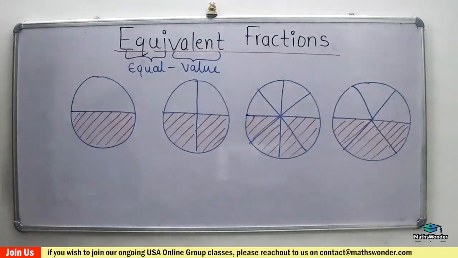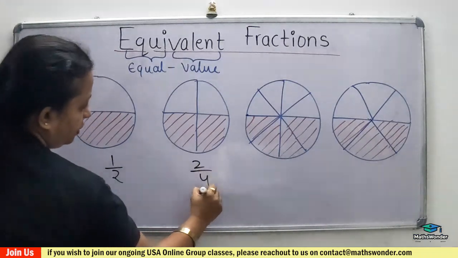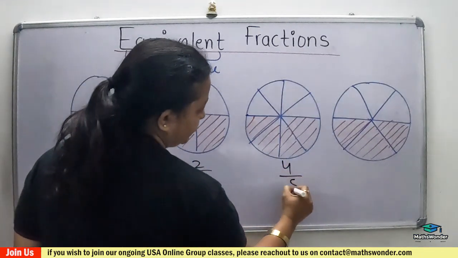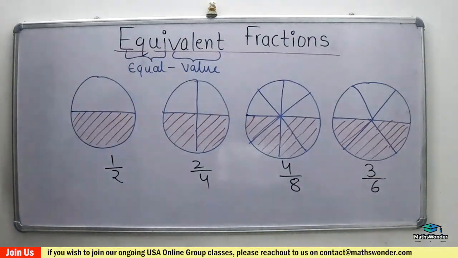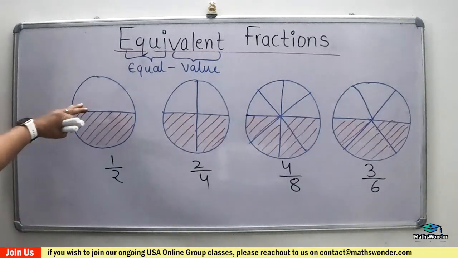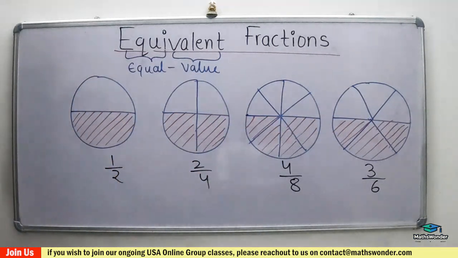Now find the fractions 1/2, 2/4, 4/8 and 3/6, right? Okay. Now the shaded part of all four figures is the same. Shaded part is the same, right? Half part is shaded in all the figures, right? So fractions that represent the same portion of the whole are called equivalent fractions.